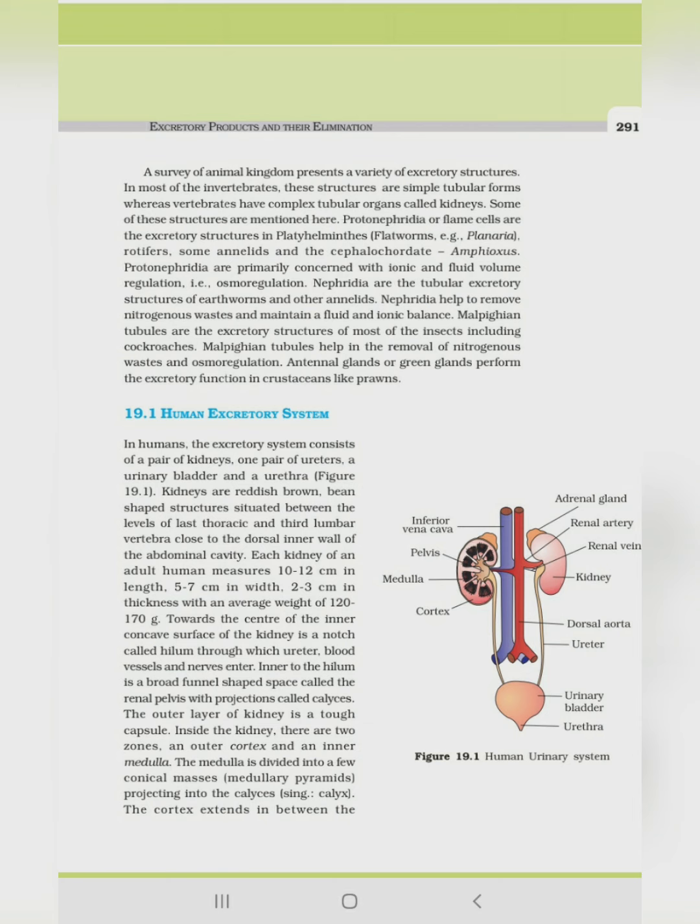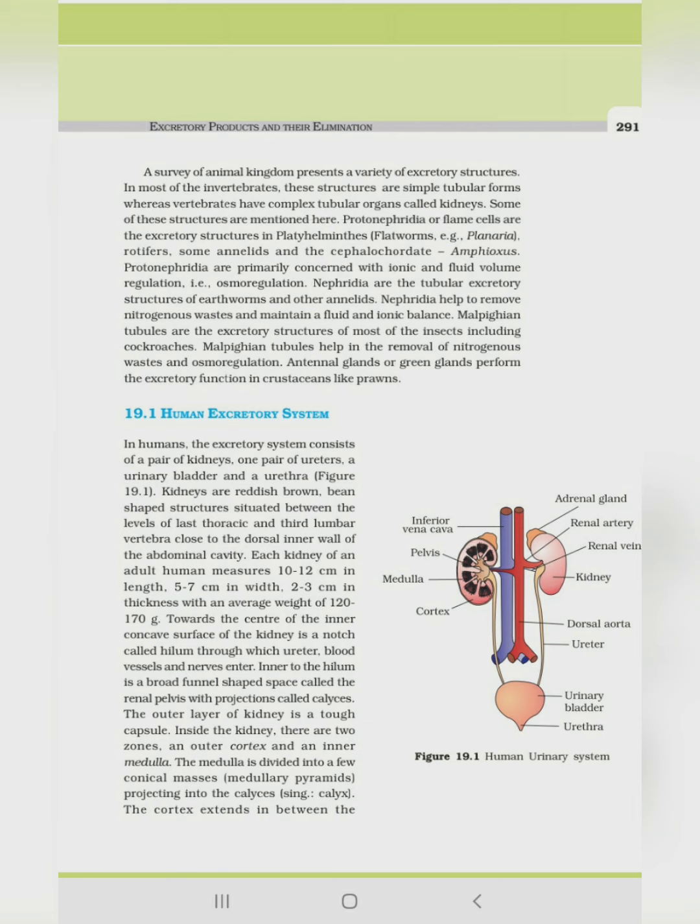Towards the center of the inner concave surface of the kidney is a notch called the hilum, through which the ureter, blood vessels, and nerves enter. Inner to the hilum is a broad funnel-shaped space called the renal pelvis, with projections called calyces. The outer layer of the kidney is a tough capsule.